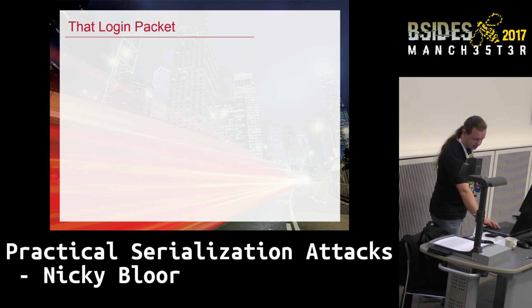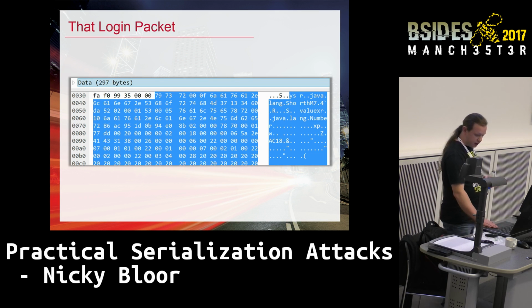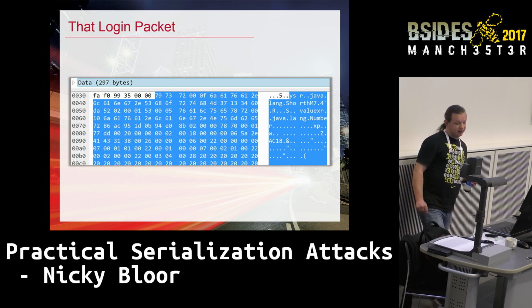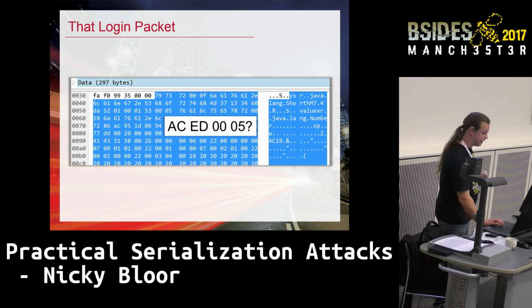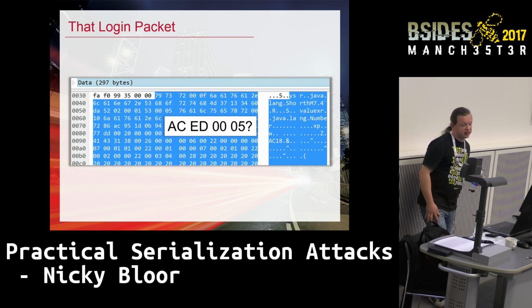So we go back to that login packet. We can see those indicators. So we've got the string SR, java.lang.Short, java.lang.Number, and we've got XP. But there's one thing missing in this packet. We don't have the serialization header. So the first byte of the packet there, 79, that's a reset content element.